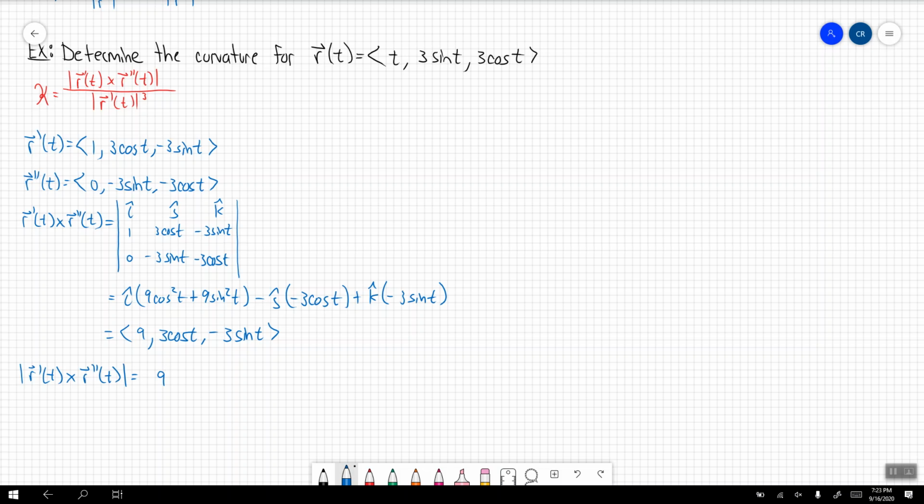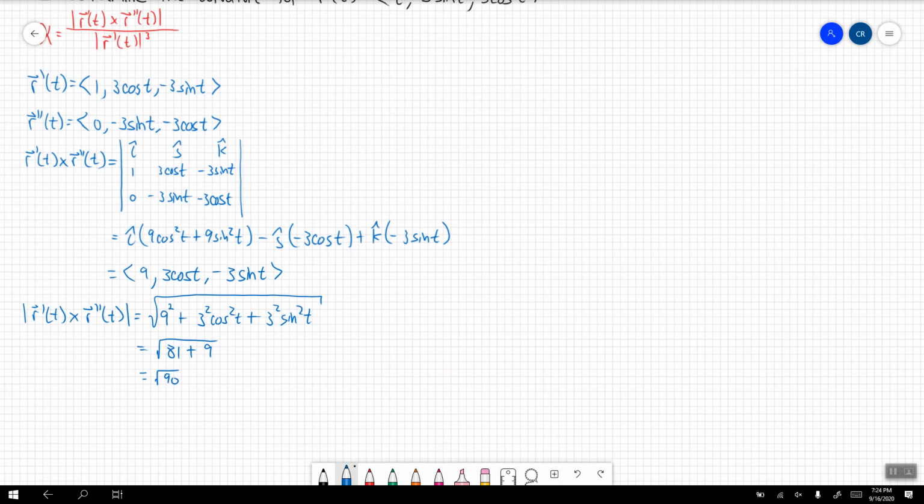all right, this is going to be 9 squared plus 3 squared cosine squared t plus 3 squared cosine squared t, or sorry, sine squared t. All right, looking pretty good. Let's keep going. So now we have 9 squared, which is going to be 81, plus 9 here. There we go. So we get the square root of 90, which means finding the curvature here.